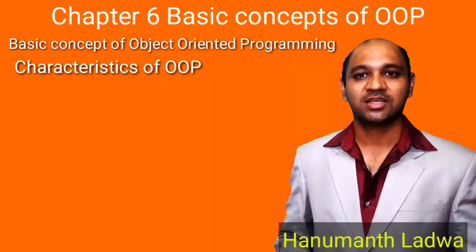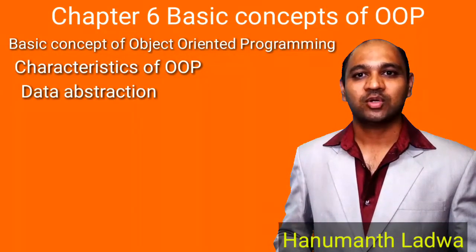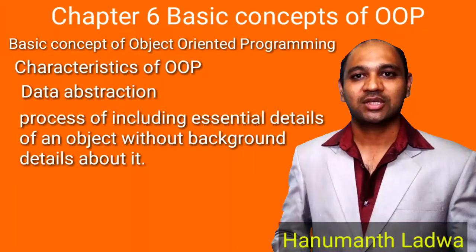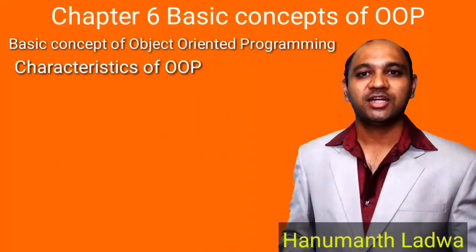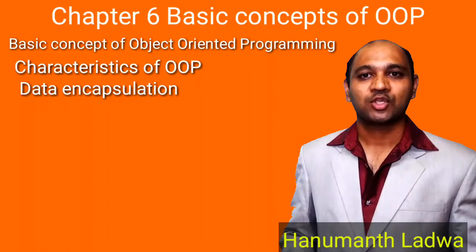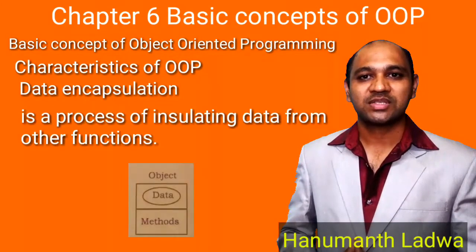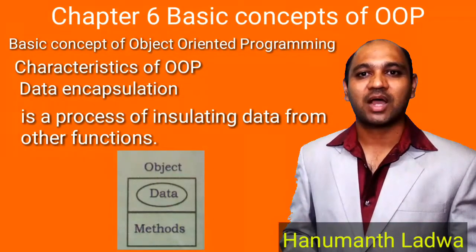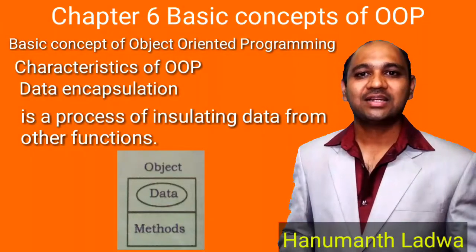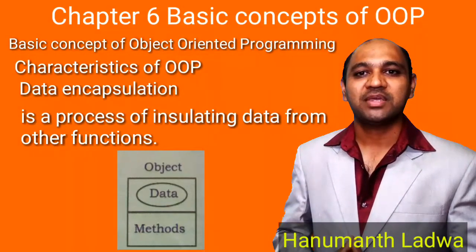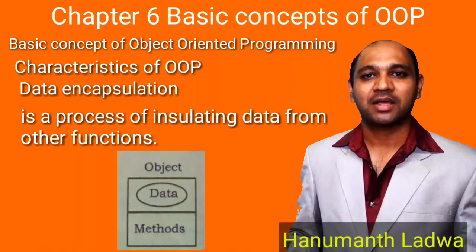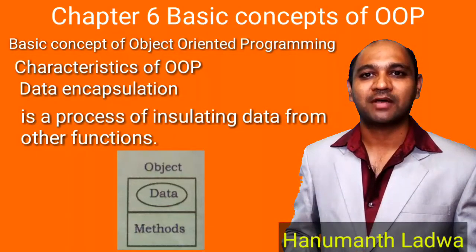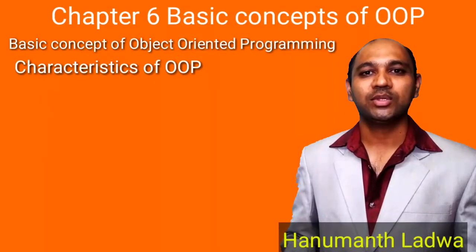The next characteristic is data abstraction. It is a process in which only the essential features of an object are included without any background details about it. Now let us continue with data encapsulation. Data encapsulation is the process of insulating the data from the outside world, and the data can be accessed only by means of methods of that particular class, and data cannot be modified by an external non-member function of the class.